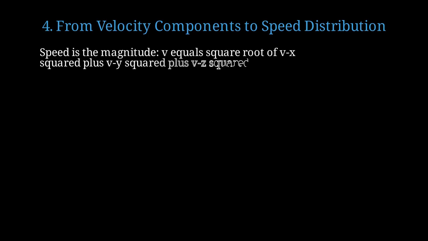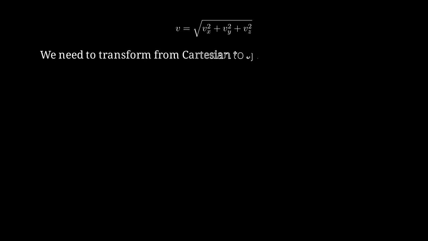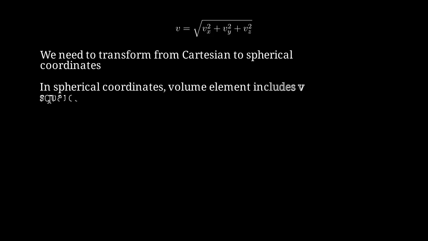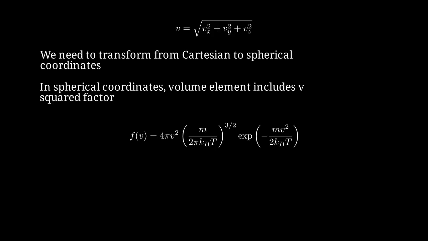The speed is simply the magnitude of the velocity vector, calculated as the square root of the sum of squared components. This is just the Pythagorean theorem extended to 3 dimensions. To find the speed distribution, we transform from Cartesian velocity coordinates to spherical coordinates, where speed is the radial variable. The crucial insight is that in spherical coordinates, the volume element includes a factor of v squared, representing the growing surface area of velocity space spheres. This gives us the Maxwell speed distribution, 4 pi, v squared times a normalization constant, times the exponential of negative m v squared over 2 k-B T.